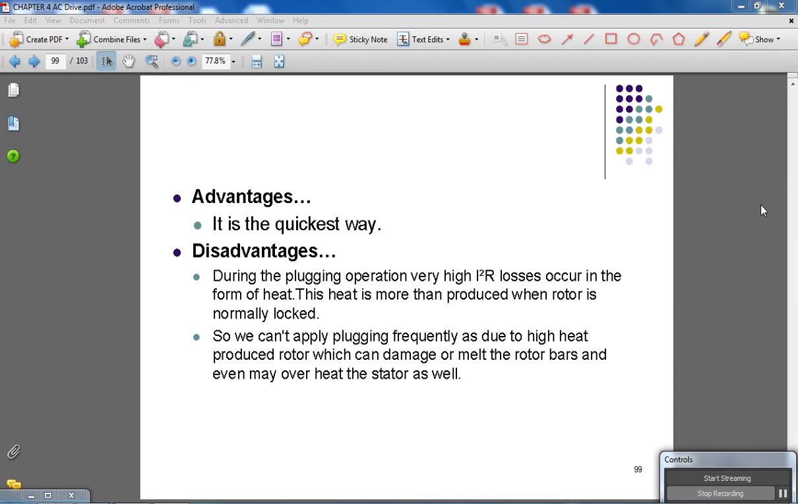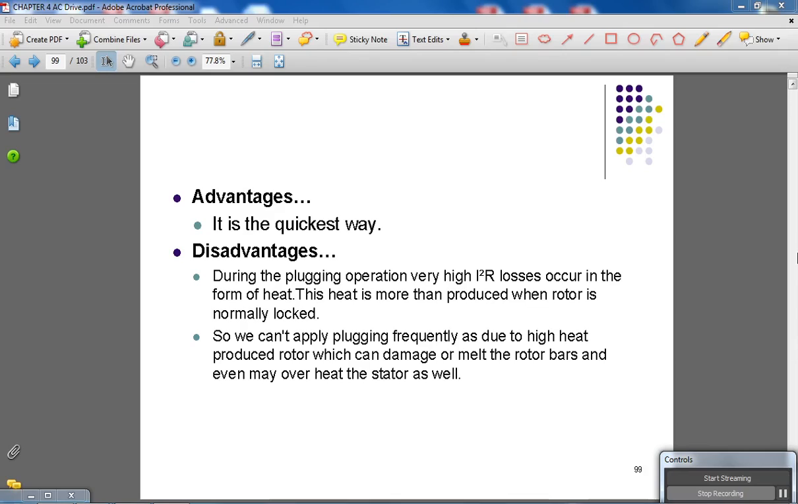However, the disadvantages or drawbacks of using plugging. During the plugging operation, very high I2R losses or copper losses occur in the form of heat. This heat is more than produced when the rotor is normally locked. So we can't apply plugging frequently, as the high heat produced can damage or melt the rotor bars and even may overheat the stator as well.